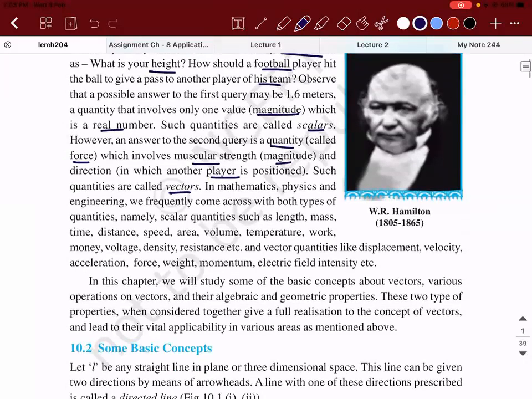So in mathematics, physics, and engineering, we come across both types of quantity, namely scalar quantities, which are length, mass, time, distance, speed, area, volume, temperature, work, money, voltage, density, resistance, etc. And the vector quantities like displacement, velocity, acceleration, force, weight, momentum, electric field intensity, magnetic field intensity, etc.